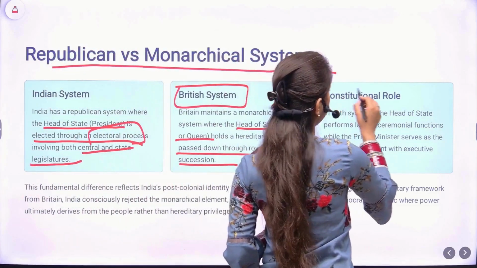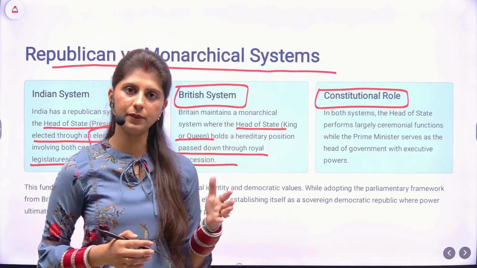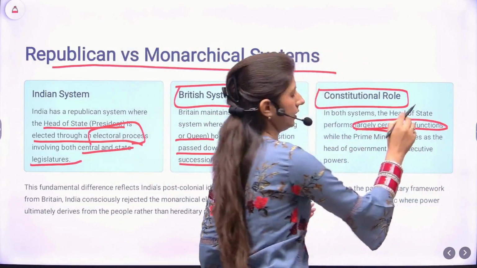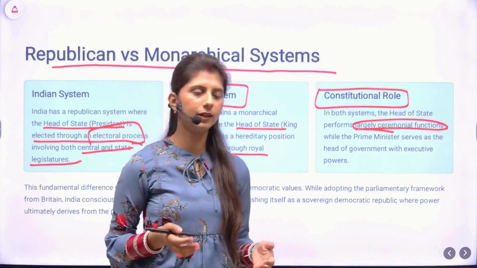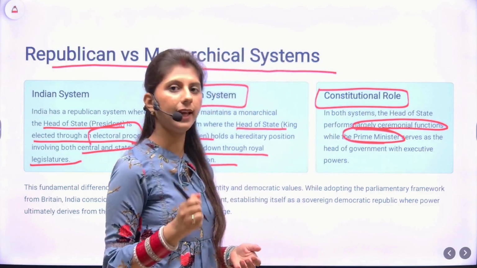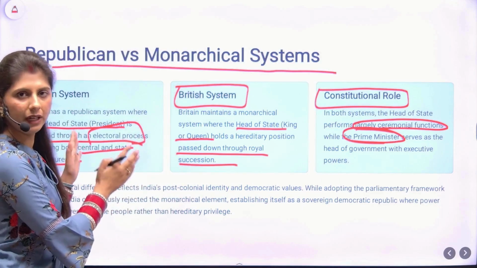But there are certain similarities also. In both the systems, the head of the state performs the constitutional ceremonial functions. That means just the rubber stamp one. The real power lies with the Prime Minister in both British as well as Indian systems. So this is the content, the main key point.